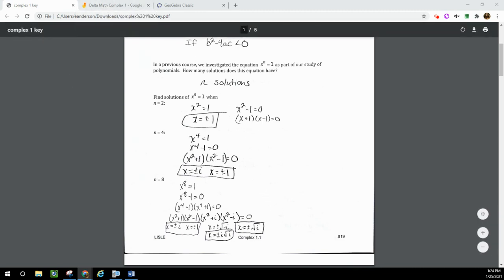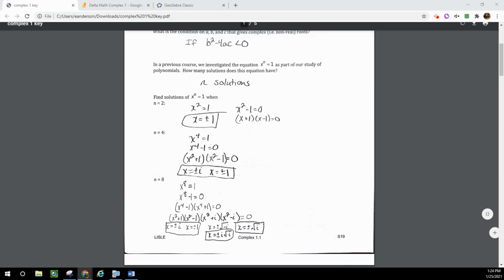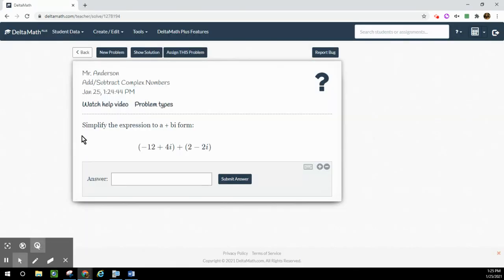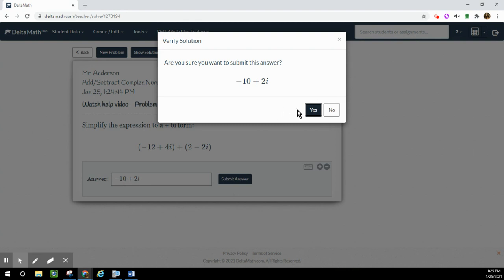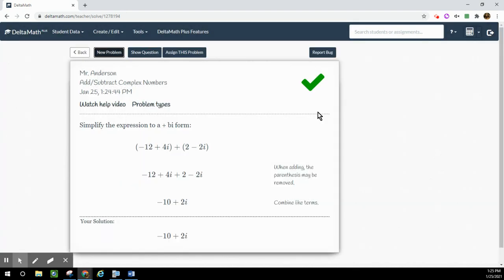Let's talk about Delta Math next. Simplify the expression to a plus bi form of this addition. Well, negative 12 plus 2 is negative 10, and 4i plus negative 2i is plus 2i. So this sum would be negative 10 plus 2i. Be ready to do something like that without a calculator.